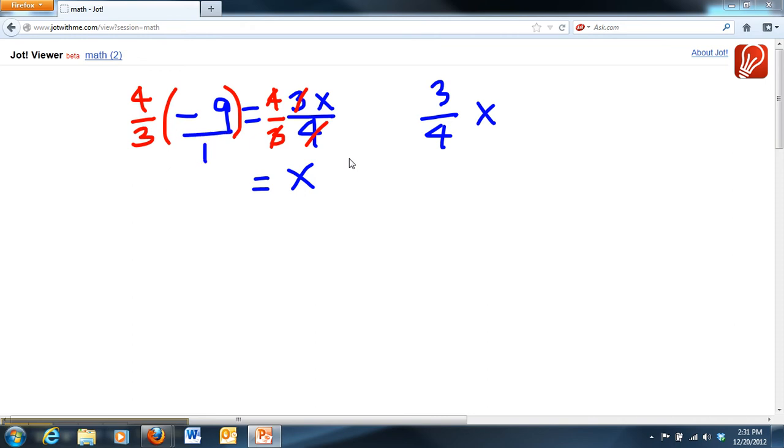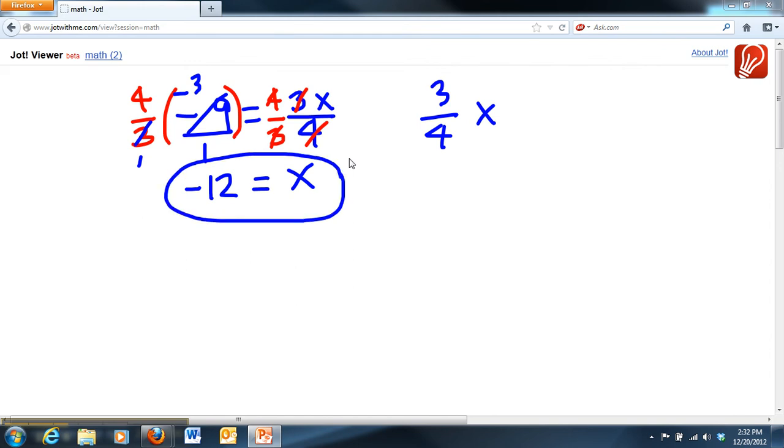The other side of the equation, I'm going to add that 1 in the denominator with the negative 9 so that we can line things up nicely. And we'll see that 3 goes into 3 one time, and 3 goes into negative 9, negative 3. Now we'll multiply across. 4 times negative 3 is negative 12. And 1 times 1 are denominators. That's 1, so we don't need to write that denominator of 1. So we get the solution x equals negative 12.